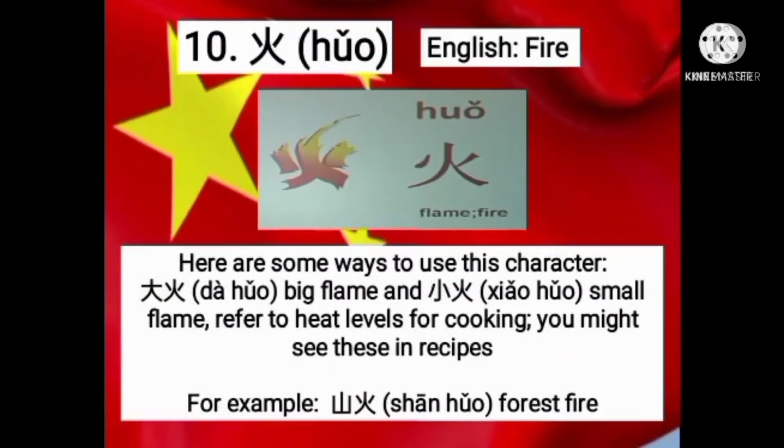Number 10 is Huo. In English, fire. Here are some ways to use this character. Da Huo means big flame and Xiao Huo means small flame. Refers to heat levels for cooking. You might see this in recipes. For example, Shan Huo, which means forest fire.